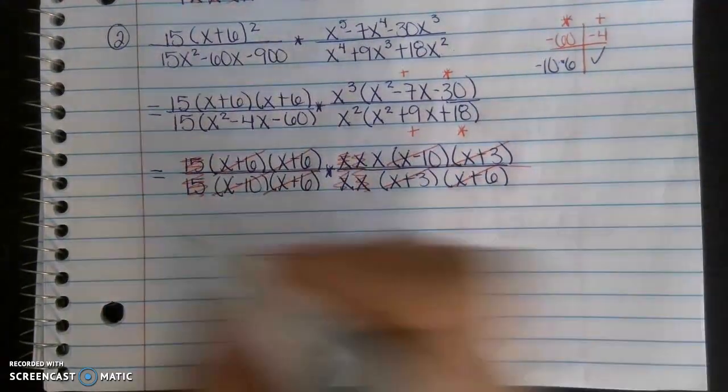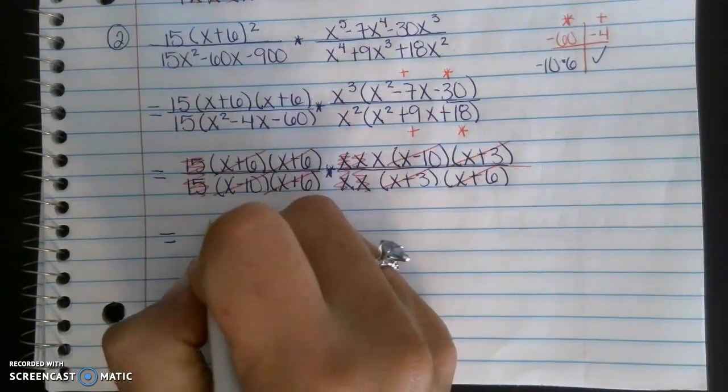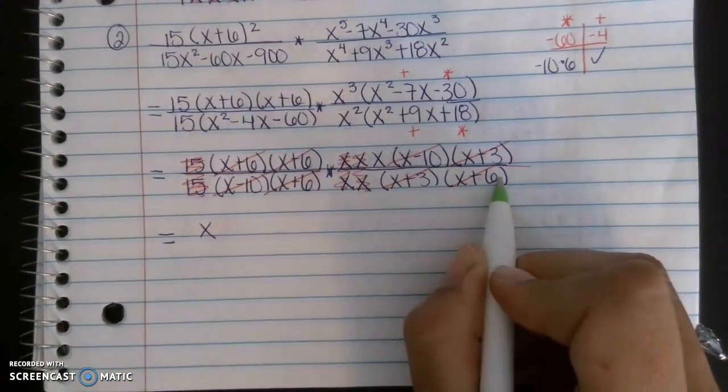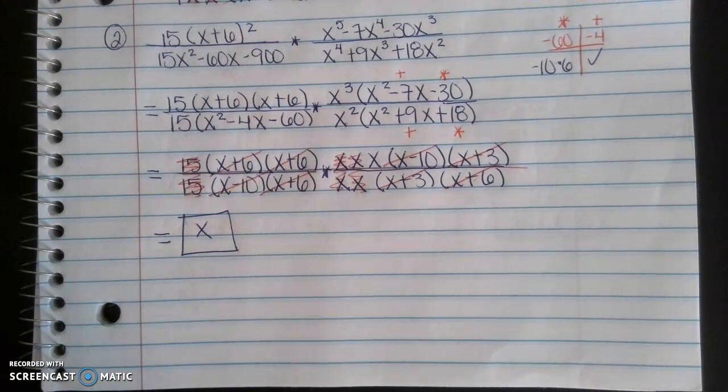So let's take a look at what's left over. Up top, all I have left is x, and in the bottom, everything canceled. So all that work simplified to just simply x.